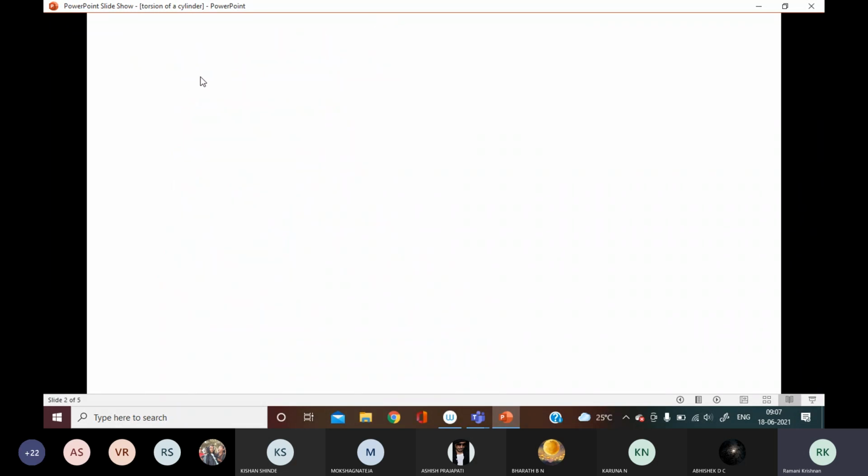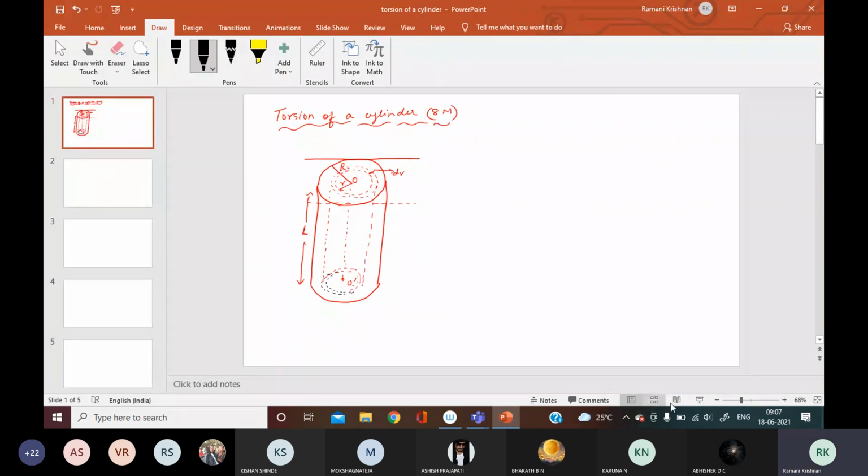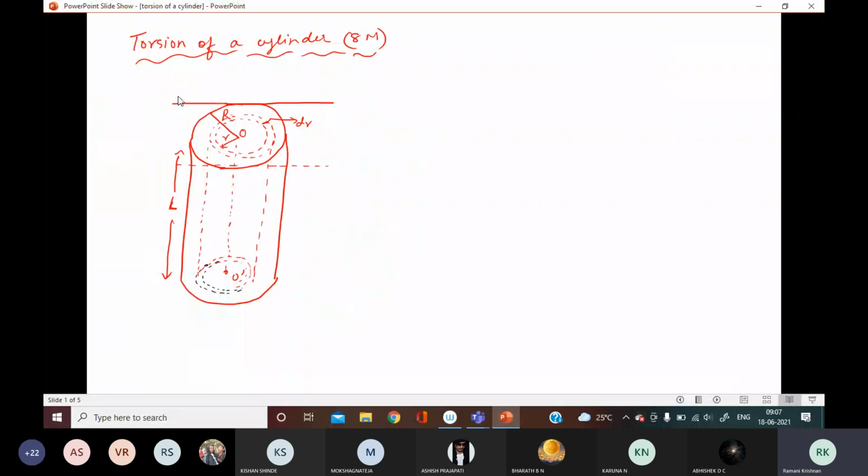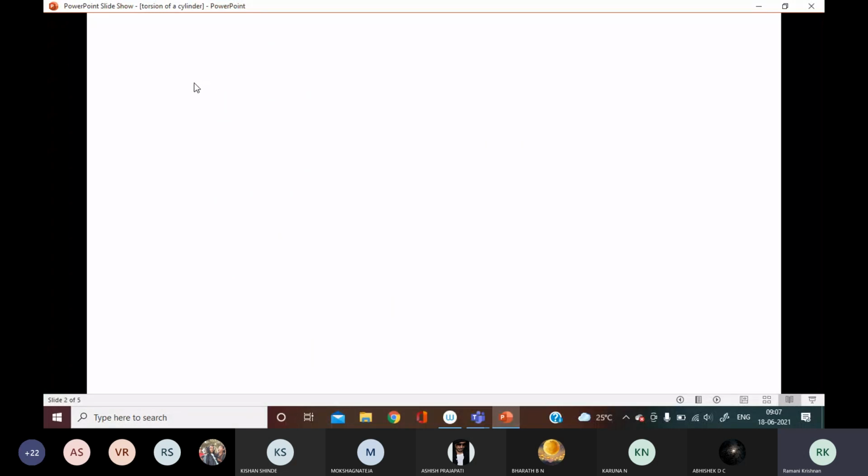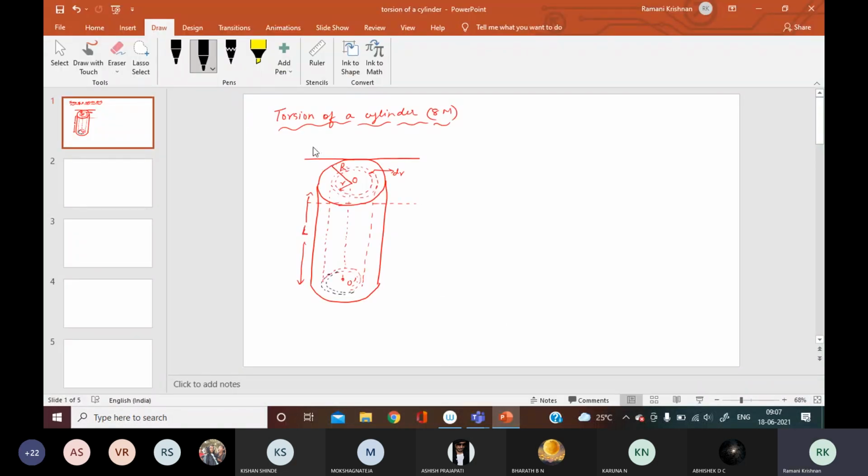Okay, it is fixed at one end, like a wire, and this is a cylinder. Now let us consider L is the length of the cylinder, and R is the radius of the cylinder, and O dash is the axis about which we are going to give a twist.